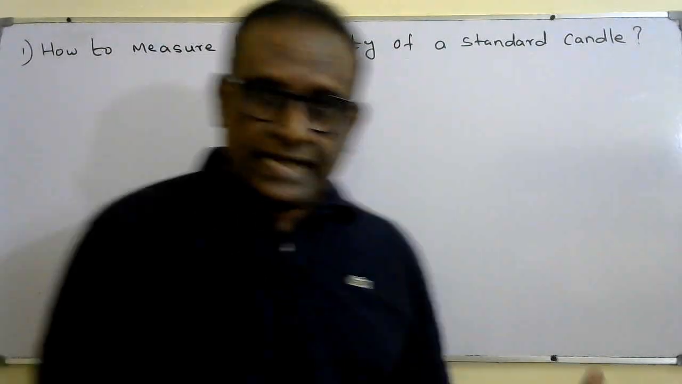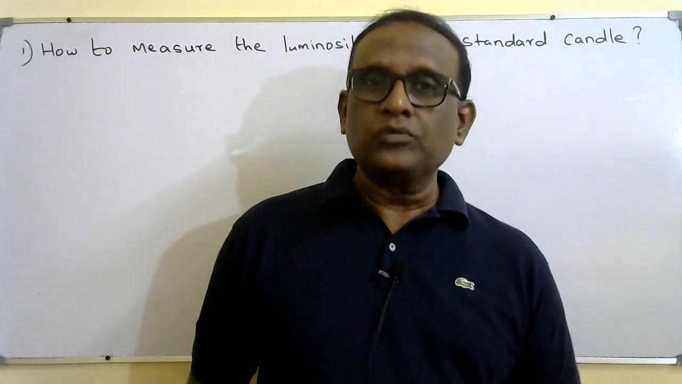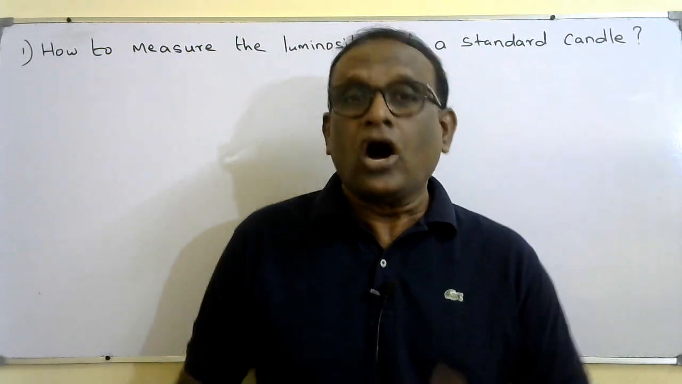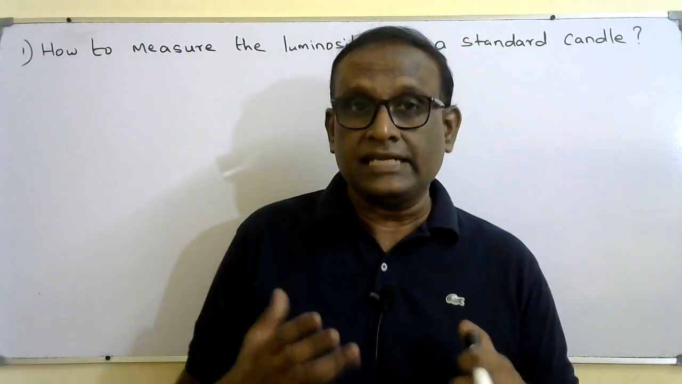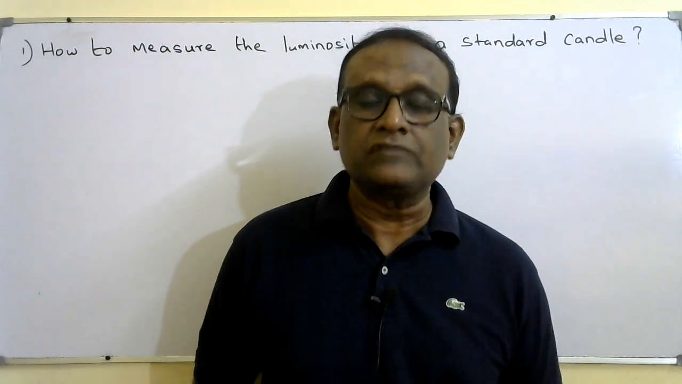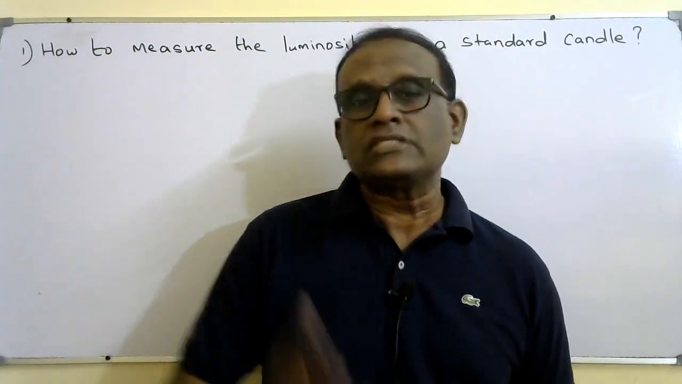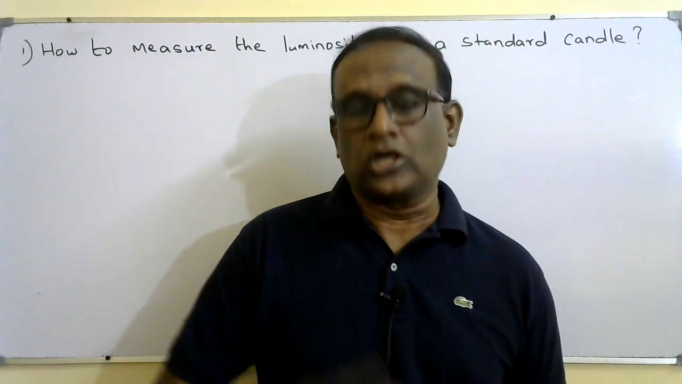You know that a star with known luminosity is called a standard candle. But how do we know its luminosity? We say a star or an astronomical object with known luminosity is called a standard candle. But how do we know its luminosity? How to measure its luminosity?